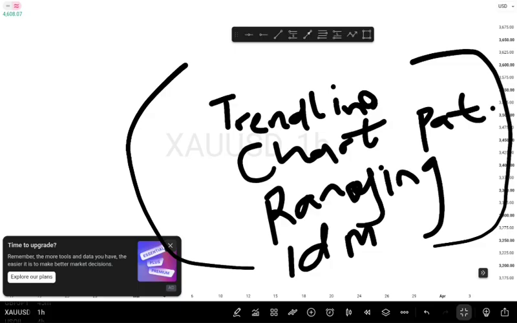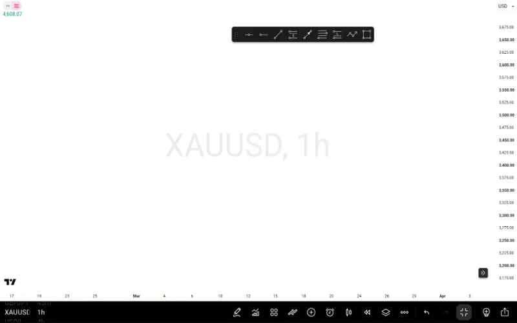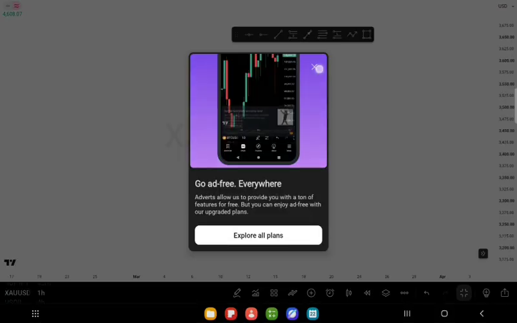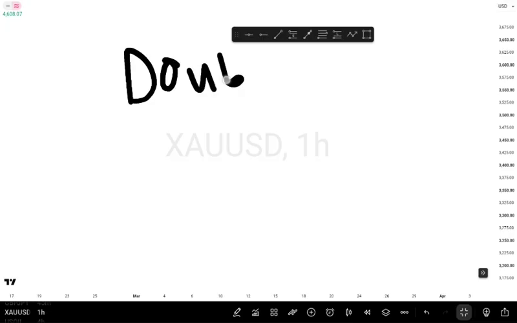Now, I've explained trend line, then chart patterns. How do you identify a liquidity chart pattern? Very simple. Most liquidity chart patterns are what? Most liquidity chart patterns are double top and double bottom.